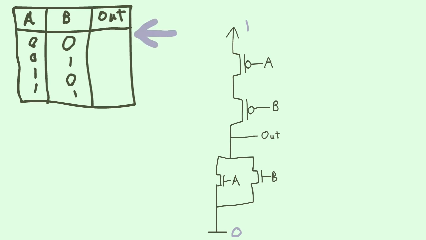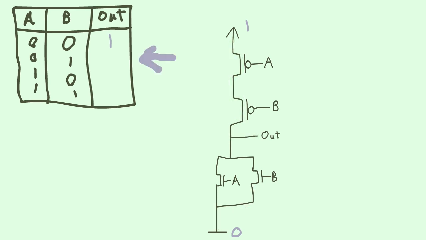When A and B are both 0, the value 0 does not make it past the nMOS gates to the output. The value 1 makes it past both of the pMOS transistors through, since pMOS likes zeros, which makes our output for this row a 1.